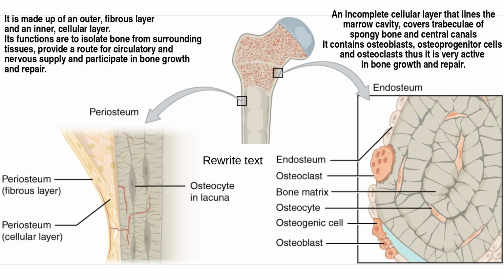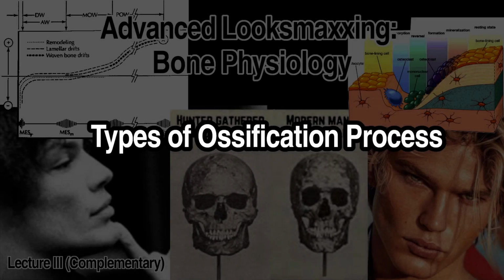However, active osteoblasts make up only 5% of bone surface in the adult human. 94% of it is covered by bone lining cells and the other 1% by osteoclasts. The endosteum is a layer that lines the marrow cavity, trabecula of spongy bone, and central canals inside osteons. Similarly to the periosteum, it contains osteoblasts, osteoprogenitor cells, and osteoclasts, thus it is very active in bone growth and repair.